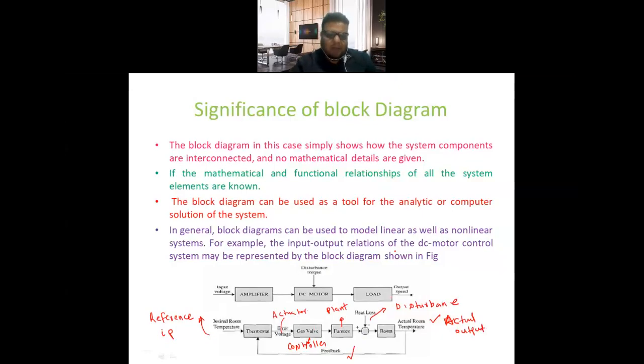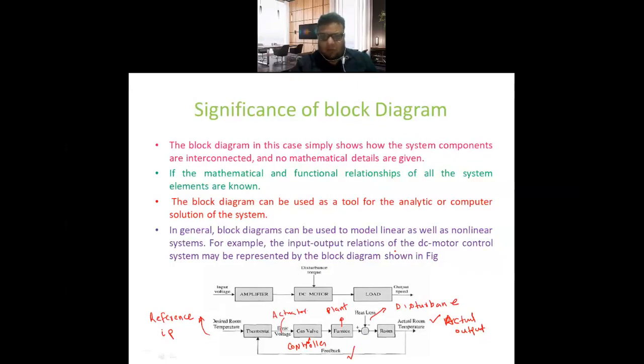Many different systems can have the same block diagram, but why is it important? Because we can get a mathematical relationship between these values, and we can assemble it in a computer program for simulation purposes and get the desired output. Hence the need of the block diagram is very important. It can be used to model linear as well as non-linear systems, so it's a very important tool.